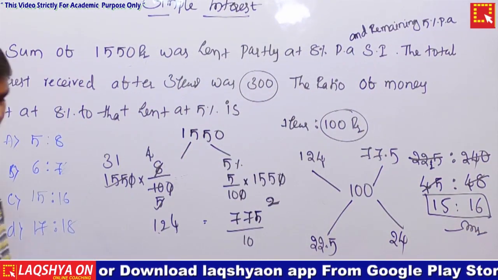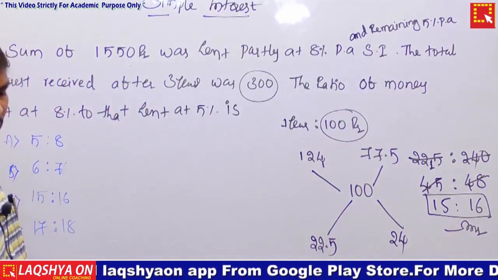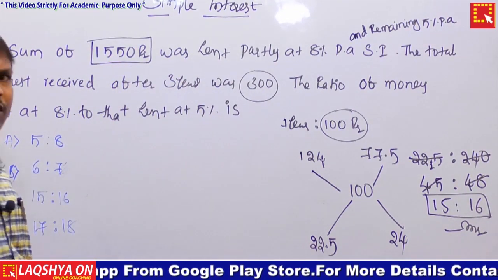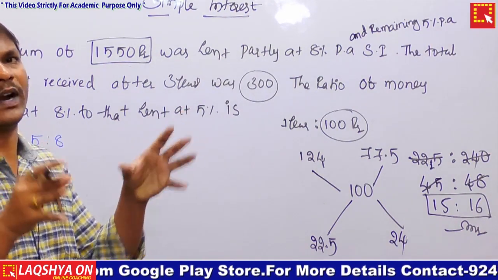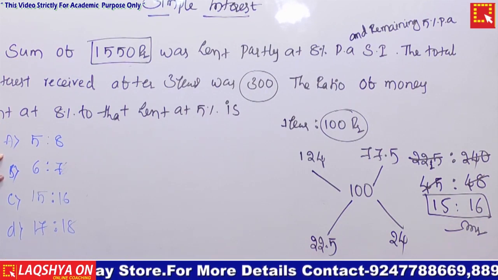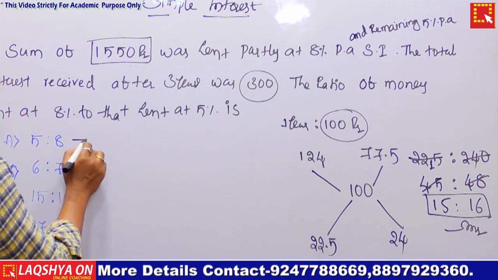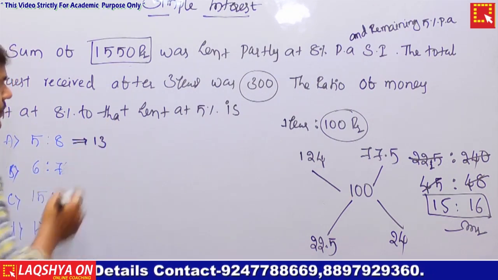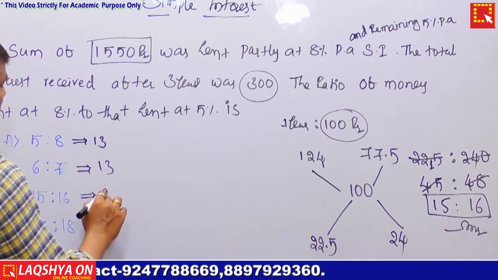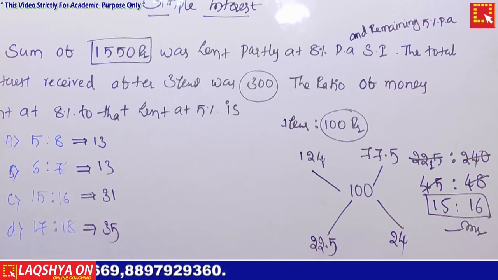Now, without doing anything, we can easily find the answer from the options. What is that answer? 1550 is the total amount that will be divided. 1550 was divided into two parts in the ratios 5 is to 8, 6 is to 7, 15 is to 16, 17 is to 18. 5 parts plus 8 parts, the total is 13. 6 is to 7, the total is 13. 15 is to 16, the total is 31. 17 is to 18, the total is 35.